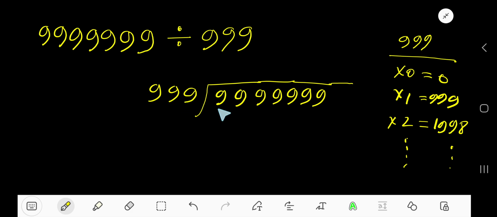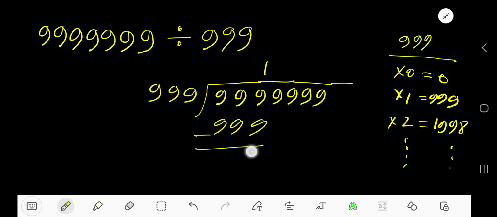999. 999 goes into this 9 how many times? Since this 9 is less than this, we need to consider the next digit. If you consider up to this 99, this 99 is also less than this 999, so we have to consider up to this 3 digit. So 999 goes into 999 how many times? 1 times, right? Since we are considering this digit, we'll write the quotient over here. So 1 times 999 equal to 999.